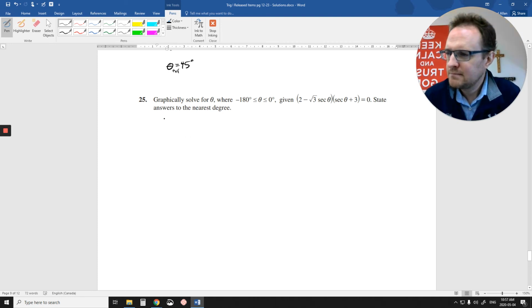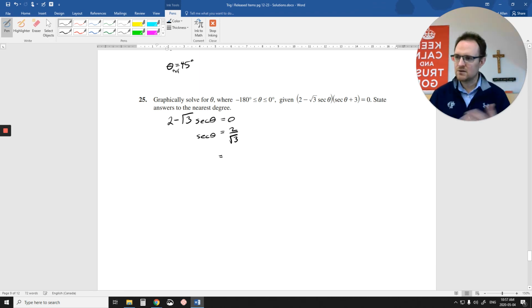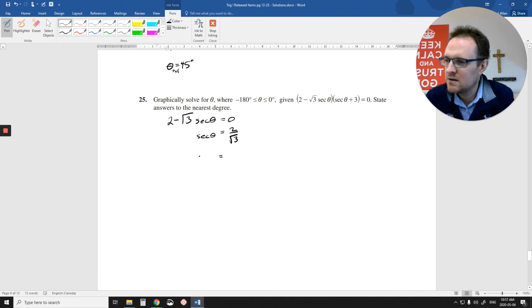Okay. So 2 minus... I need this to be 0, so I'm going to rearrange this to be 0. I'm going to subtract over and divide. So I get secant is equal to positive 2 over 3. I'm subtracting over and then dividing by a negative, so 2 negatives make a positive there. Secant is 1 over cosine, so it's going to be root 3 over 2.